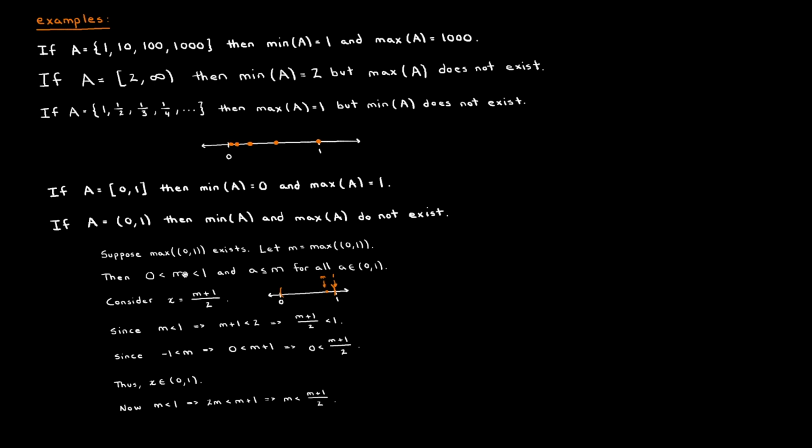Now the idea to get the contradiction is actually to construct a number that is larger than m but still inside of the set, and that would contradict the fact that the m that we picked is the maximum.